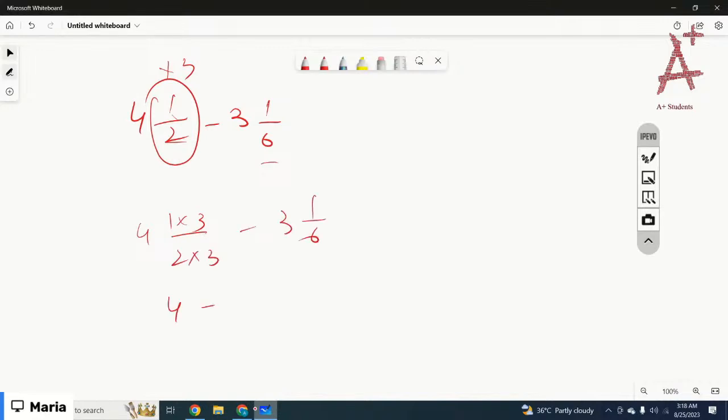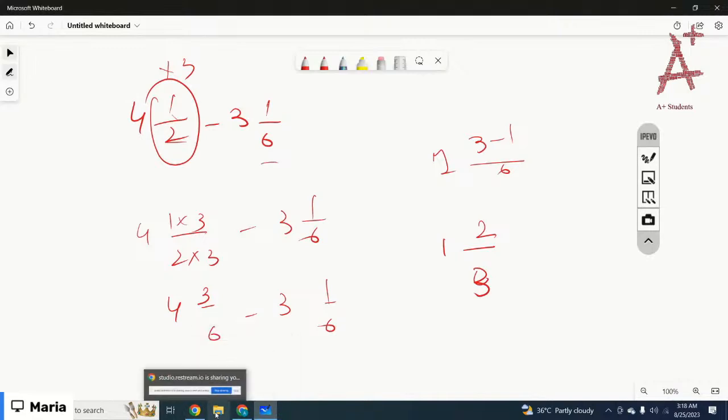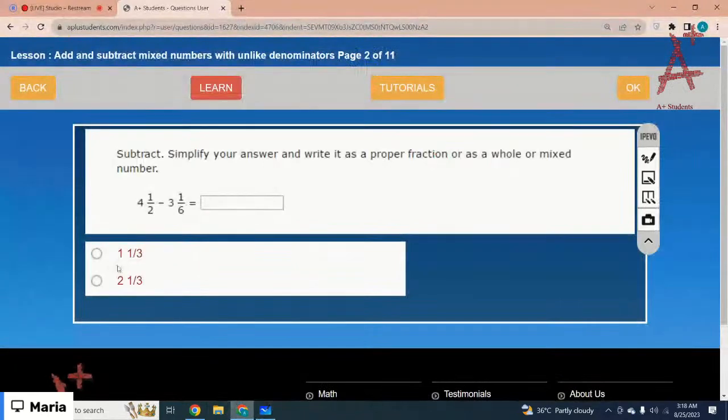It would be 4 whole 3 over 6 minus 3 whole 1 over 6. You can subtract their whole number portion. 4 minus 3 is 1 and their fractional part is 3 minus 1 over 6. So it would be 1 whole 2 over 6. The correct option is 1 whole 1 over 3. If you have any questions, you can please ask.